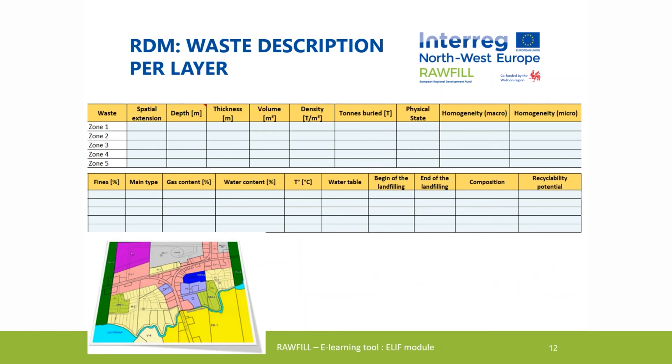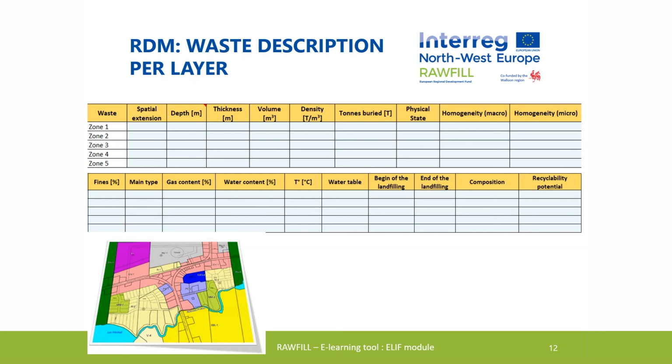The resource distribution model, also called RDM, is a 3D map of the landfill built on geophysics and guided waste samples. More information regarding the RDM is available in the e-learning module Geophysics. ELIF also includes the possibility to encode the resource distribution model as a conceptual model consisting of a maximum of 5 homogeneous layers. Each layer is described in terms of geometry, history, and homogeneous physical properties.